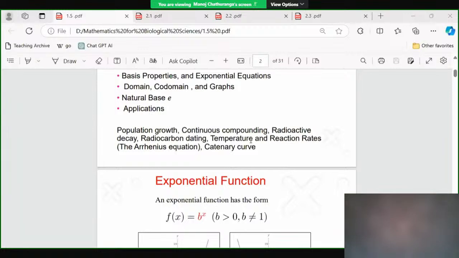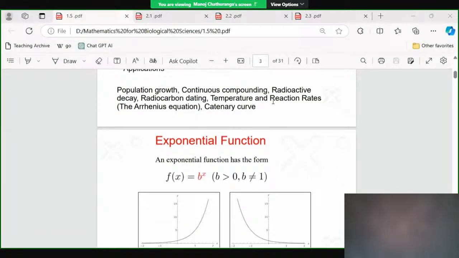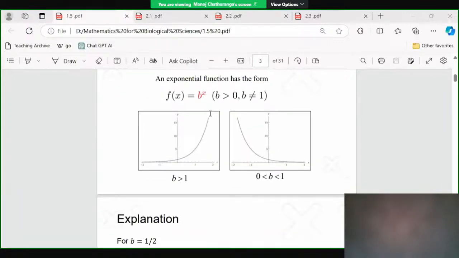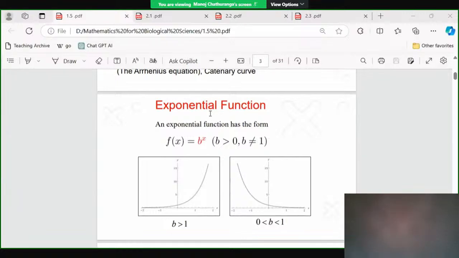Continuous compounding was a very early motivation, like 200-300 years ago. People thought about that seriously. Then radioactive decay, radiocarbon dating, temperature and reaction rates. There are many more motivations, many more applications of exponential functions. So the first thing I'll teach you is the form of an exponential function. So it is like the power function. Remember, x squared, x to the third power, x to the fourth power.